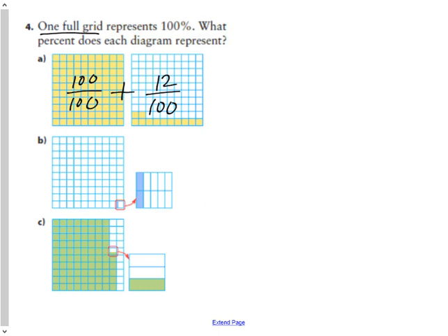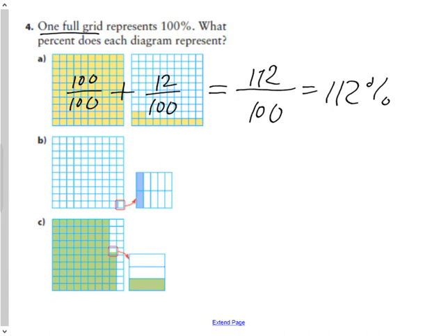So 100% plus 12%. Of course, with adding fractions, we know that we keep the denominator and add our numerators. So therefore, the answer to this question, what percentage does each diagram represent? The first picture would be 112%. So really what we want to do is think of it as the sum of two separate parts.